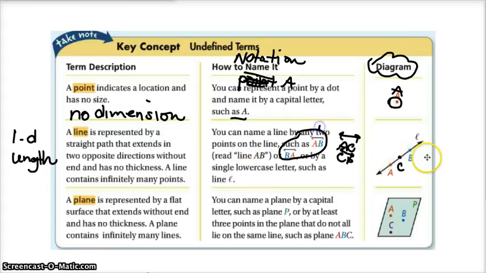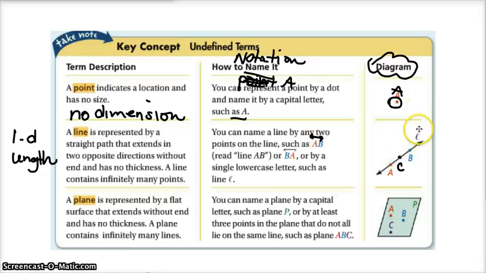Where can I write that? It says right here. You can name a line by any 2 points on the line, such as AB or BA. If you notice in this notation, above it is a little line that extends in both directions.